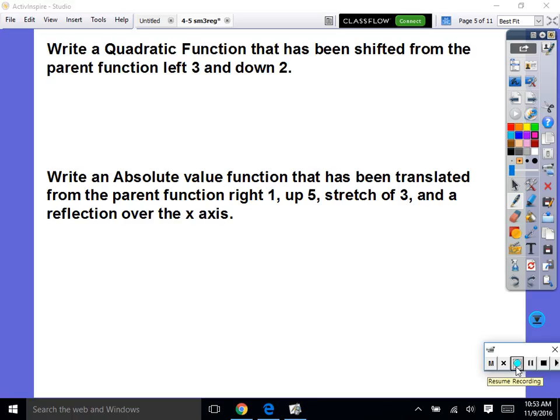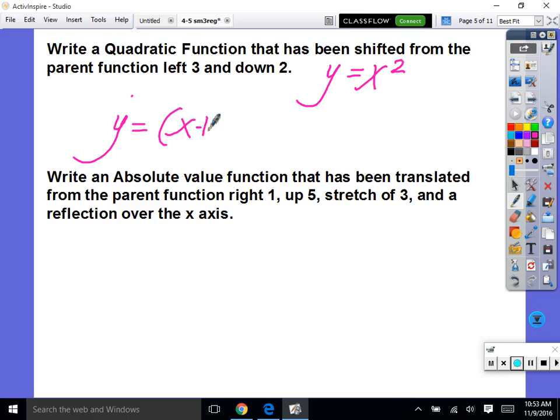So we say to ourselves, the parent function is y is equal to x squared, because that's what a quadratic's parent function is. Now it's been shifted left 3. Our shift left and right's in with x. So that's y is equal to parenthesis x left 3. You got to go opposite, correct? Plus 3 squared, and then down 2. Minus 2. Now it's shifted from the parent function.